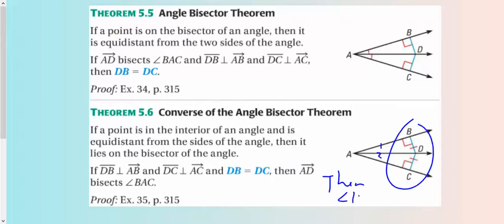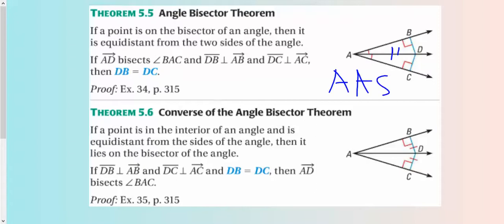So if these things happen here and here, then angle 1 is congruent to angle 2. Now, for me, what I would do, instead of knowing these theorems here, is say these two triangles are congruent by, call that reflexive, angle, side. So CPCTC says that DB is equal to DC. Way easier in my opinion.